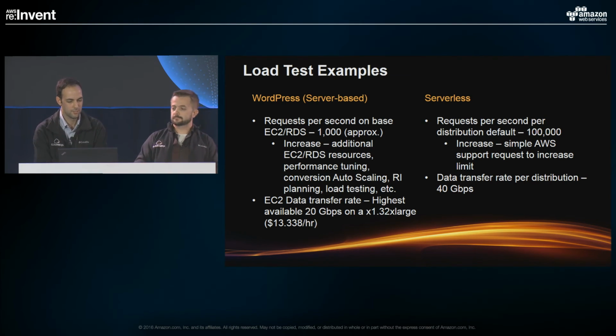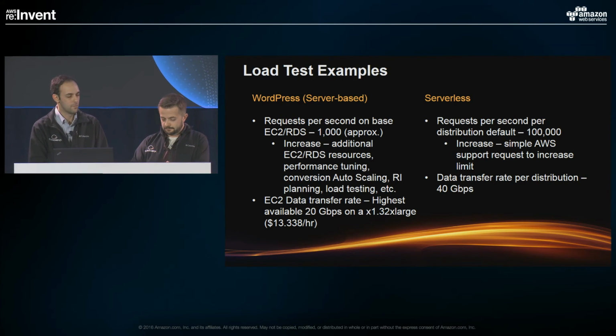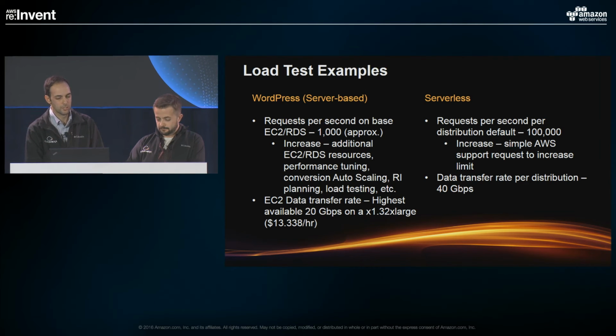So we were talking earlier about WordPress versus serverless and how the costs differ. From what Paul was describing, in a traditional sense, you're going to have EC2 and RDS. If you take, let's say, an M4 large, you're going to be able to get approximately 1,000 requests. If you need higher, then we can look at doing auto scaling. We can look at doing additional load testing or going up to higher servers with higher capacity.